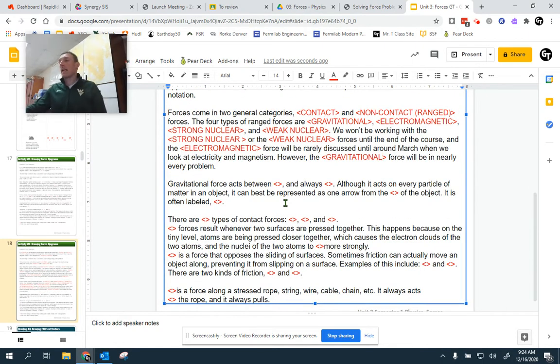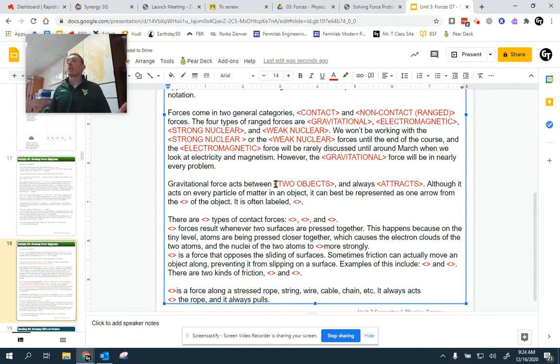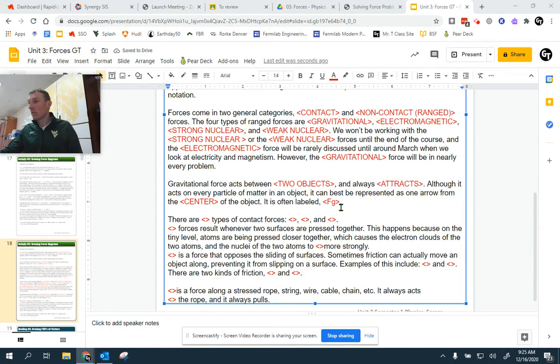All right, gravitational force acts between two objects, and it always attracts. Although it acts on every particle of matter in an object, it's best represented as an arrow from the center of the object, the middle of the object, and it's labeled F sub G. So that's fine.